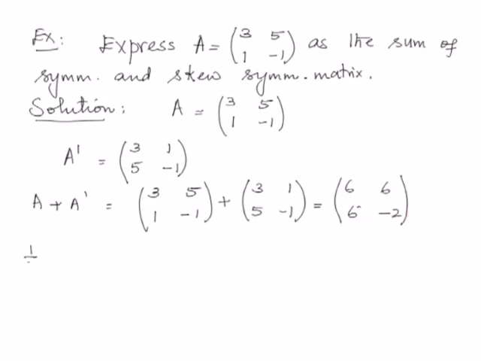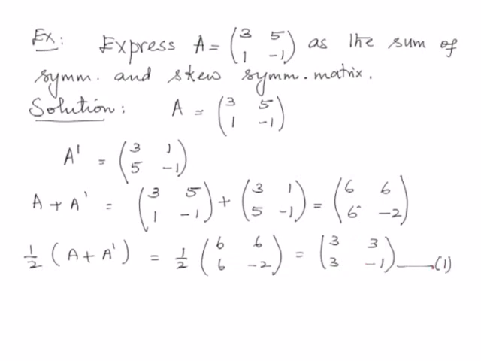So, half of A plus A transpose is equal to half of [6, 6; 6, -2]. So, it is [3, 3; 3, -1]. Consider it as the first equation. Now, we need to do the skew-symmetric part. So, let us find out A minus A dash.